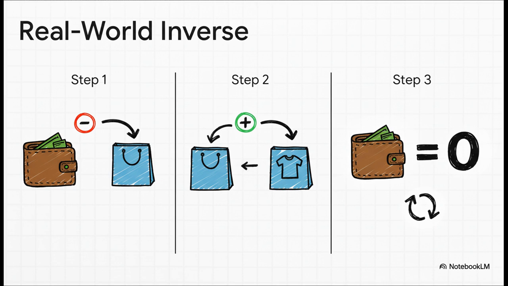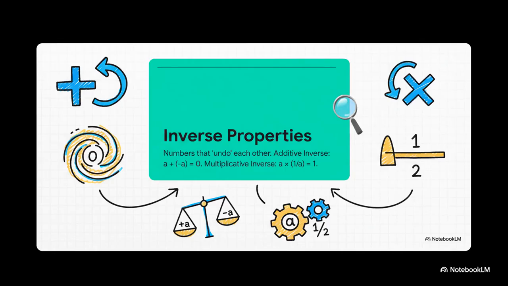And this idea of canceling is key. And that's exactly what the inverse properties are all about. For any number A, its additive inverse is just negative A, because when you add them together, you get back to our identity, 0. For multiplication, the inverse is its reciprocal, 1 divided by A, because when you multiply them, you get back to our other identity, 1. They just undo each other.